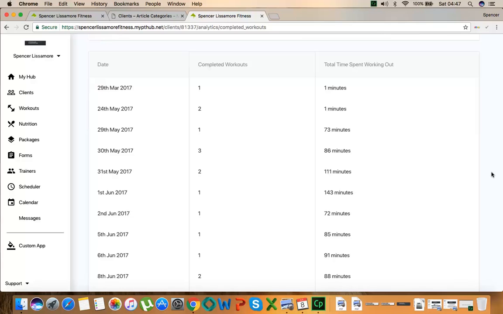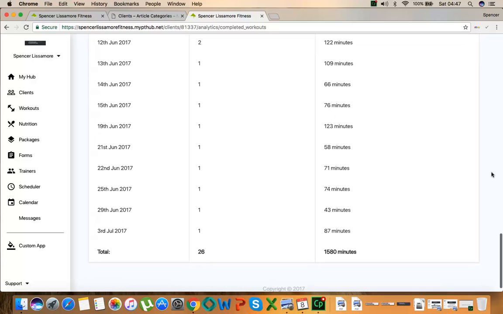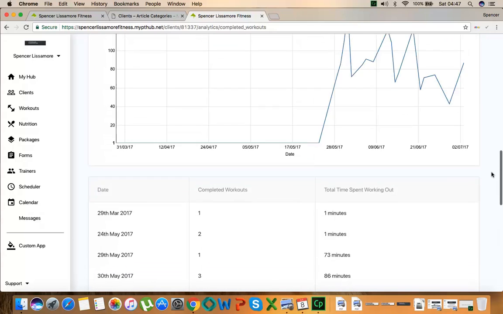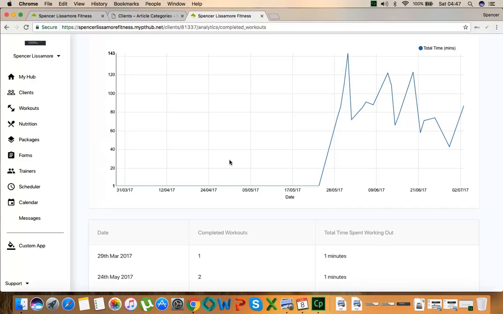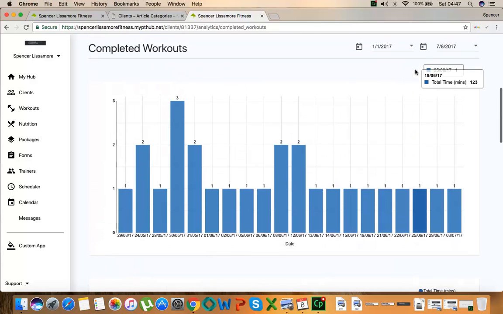And I like to say it's all about consistency in order to reach their goals, especially if it's fat loss or muscle gain. It just allows me to get an understanding of when they've been coming to the gym, if they've had any major breaks, which could be quite destructive to their goals.